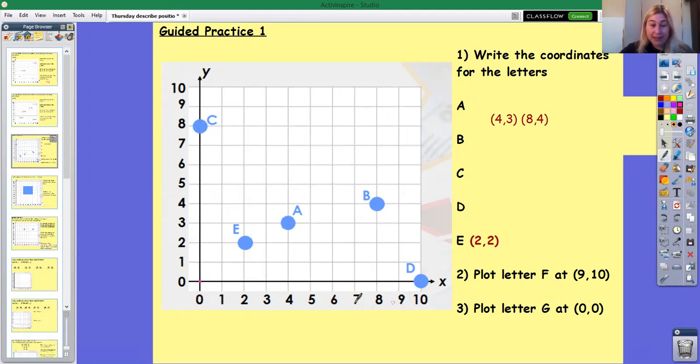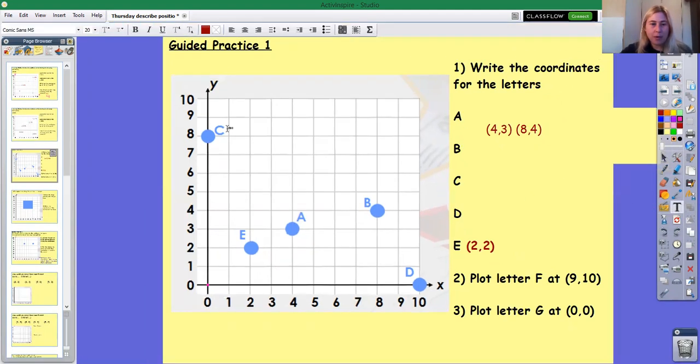It's a bit confusing because C is actually at 0 on the x-axis, isn't it? It's on that line that the y-axis is being represented along. But this is still an x-axis point because we can see all the x-axis numbers here, can't we? And 0 is here. So our coordinate for C would be 0 on the x-axis, and it goes up to 8 on the y-axis. So 0, 8.